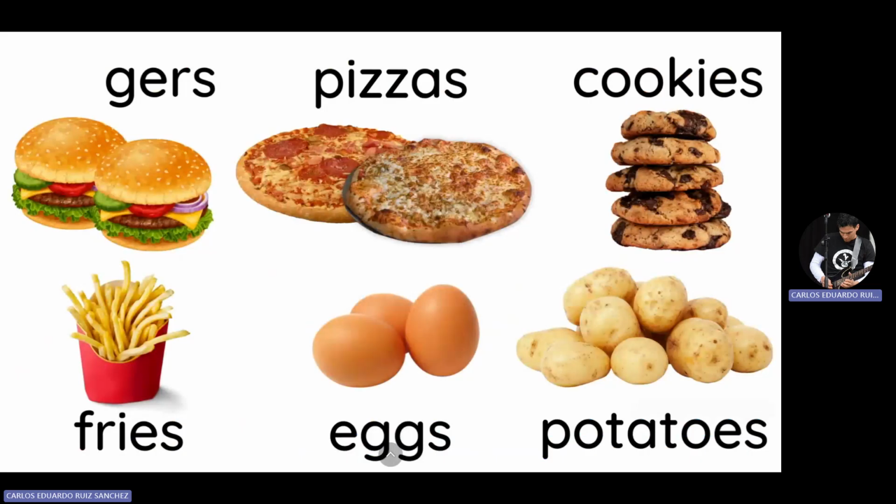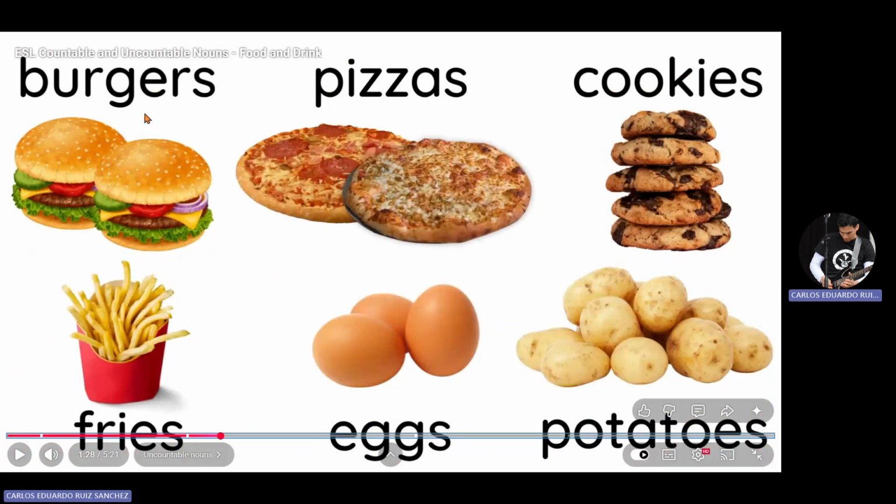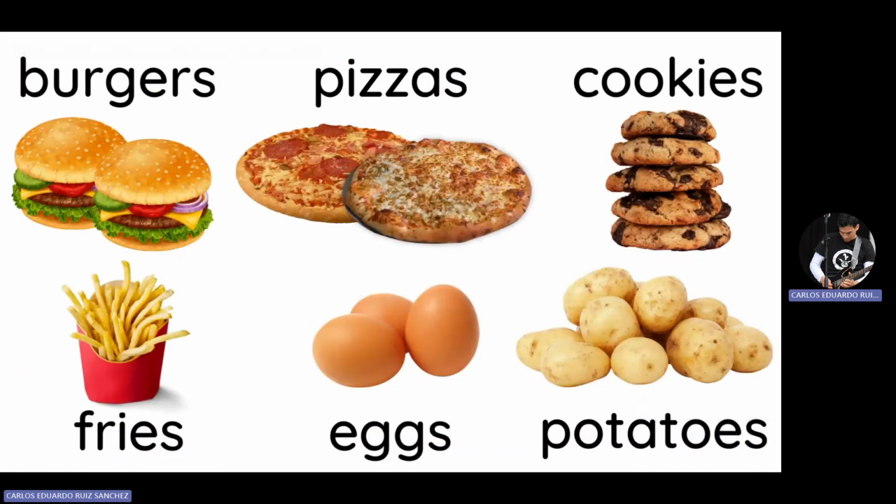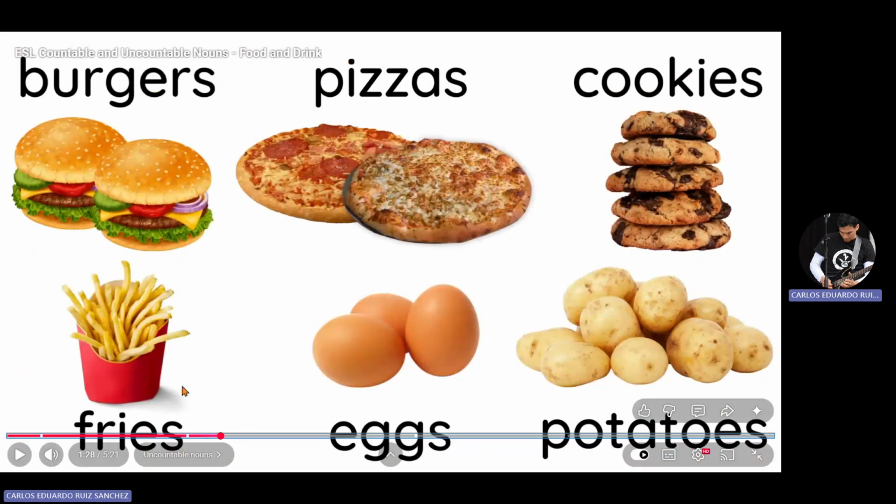Here we've got two burgers, dos hamburguesas, one and two. Same here, two pizzas, one and two. In this case, one, two, three, four, five cookies. We can count them. Los podemos contar. Tienen un número definido. Fries. Okay, I'm not going to count the fries, but we can do it. Yo no voy a contar las papas fritas, pero las podríamos tomar una por una, sacarlas y contarlas.